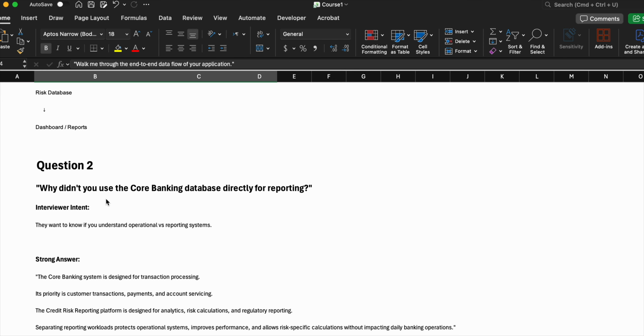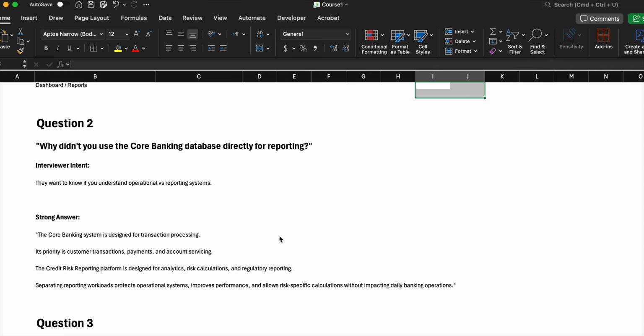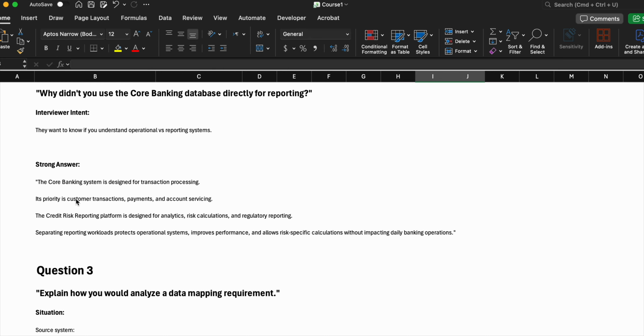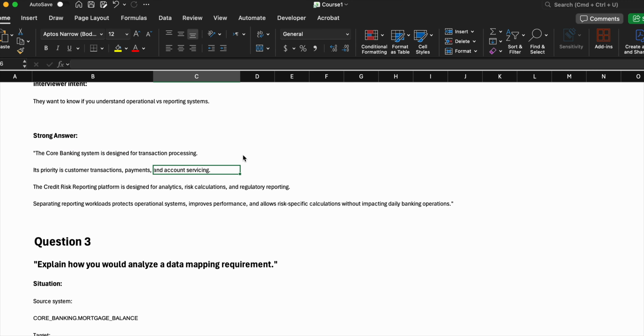Why didn't you use the core banking database directly for reporting? That's a good question, right? Since we have all the data, why do we have to use something else? Here I'll read out this answer because this is important. The core banking system is designed for transaction processing, so we cannot mix it. Priority is customer transaction, payment, and account servicing. This is an operational database, not for regulatory work, so that's why we are not using it.